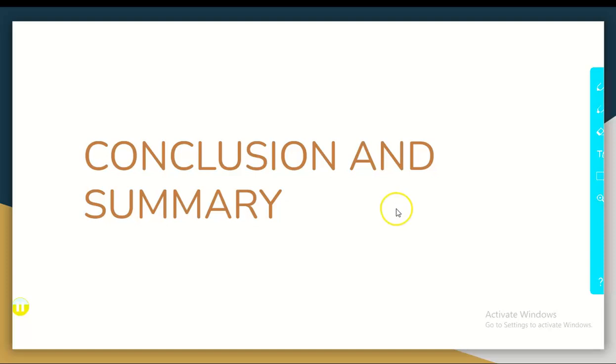Conclusion and summary. To summarize, 2D shapes are flat, with length and width. 3D shapes have depth, volume and surface area. Understand key properties, nets and cross sections. Practice applying formulas in context.